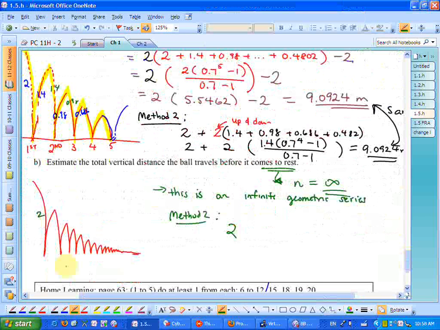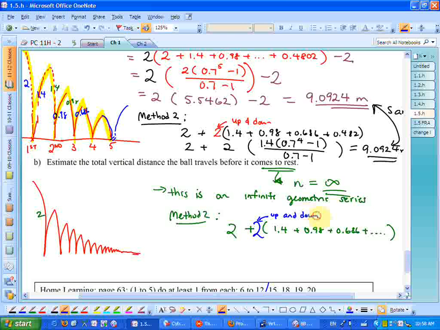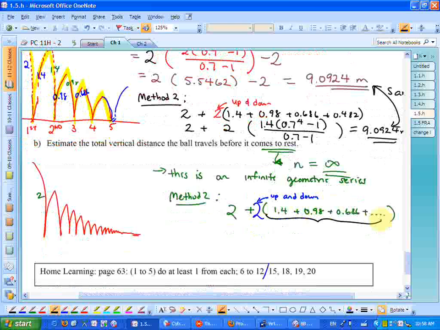Okay, this is the up and down. So when you actually now try to solve this question, you're trying to find the infinite geometric series sum of 1.4 plus 0.98 plus all that stuff forever and ever. And this is where you use your infinite geometric series formula, where T1 is 1.4 and your common ratio is 0.7. Okay. And I will ask you then to double this and then add the 2 back in front. And then let's go ahead and try to solve this now.